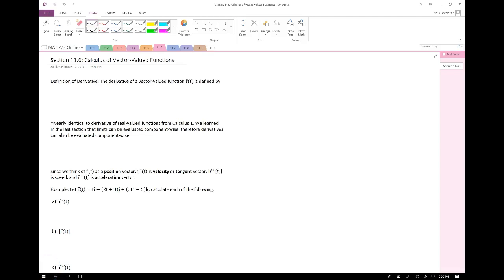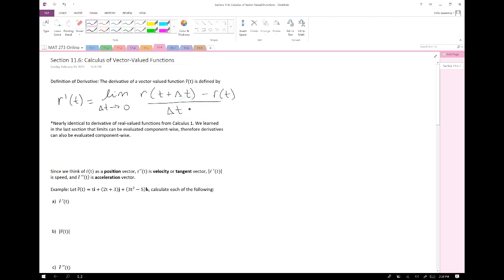In this section, we're going to talk about some of the basic calculus that we can do with vector-valued functions. The definition for the derivative of a vector-valued function looks very similar to that of what we learned in Calculus 1 for a real-valued function. r prime of t is equal to the limit as delta t approaches 0 of r of t plus delta t minus r of t, all over delta t.